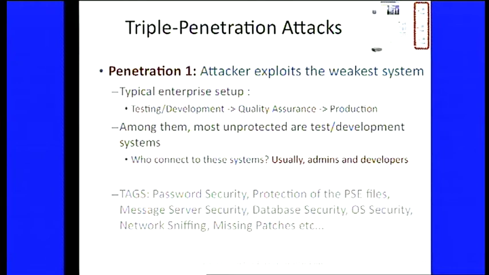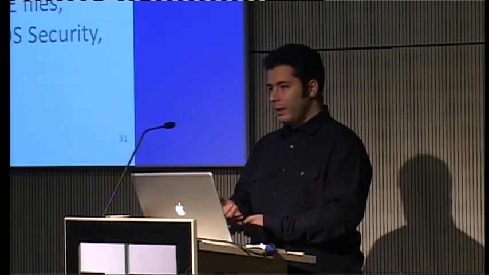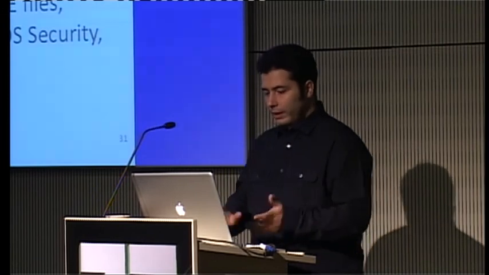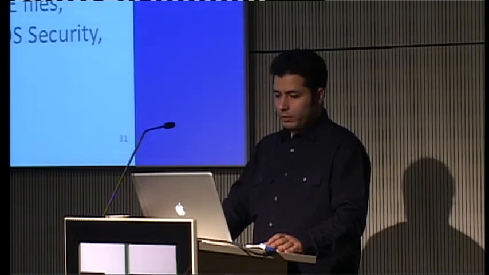This is a new concept, the triple penetration attacks. Part of my scientific research, I mean it. So the first penetration, the attacker exploits the weaker system. I just write this here because when you ask the business guys, the important system is the production system, right? It's very important. But the truth is, if you look at the test or development systems, who connects to them? Developers, admins. So the most important guys are actually the users of those systems with the weakest security settings. So in SAP, it's usually testing, development, quality assurance, and production. And if, using the attack vectors I showed, somebody hacks those weak systems, they can also infect the users of those systems. So this is the first penetration.